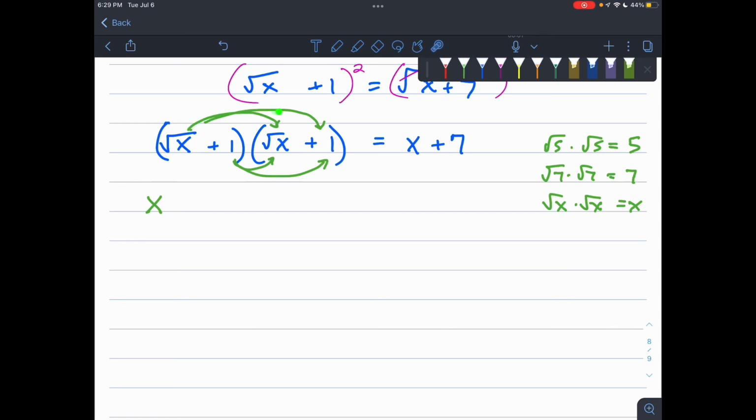Next, taking the square root of x times 1. Anytime you take 1 times something, it's just that thing. So square root of x times 1 is the square root of x. On the inside, we've got 1 times the square root of x. So again, square root of x. And then 1 times 1, positive 1.